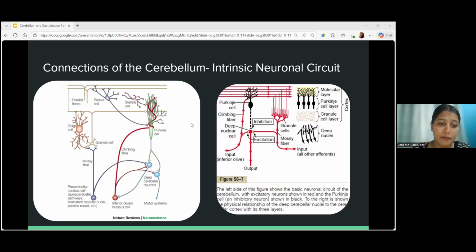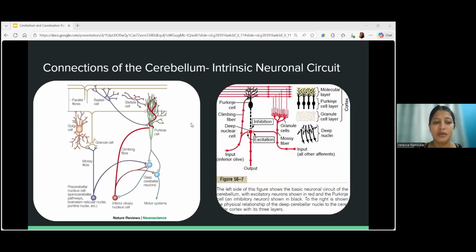The parallel fibers stimulate Purkinje cells, stellate cells, and basket cells. Both stellate cells and basket cells, when stimulated, release inhibitory neurotransmitters at the Purkinje cells. This is referred to as a neural sharpening mechanism.